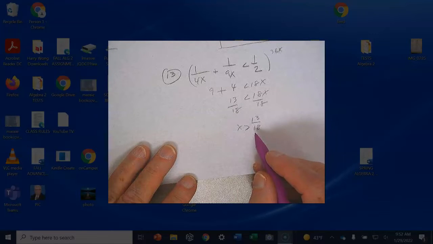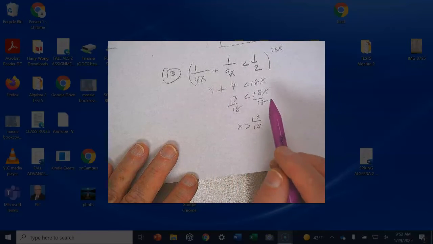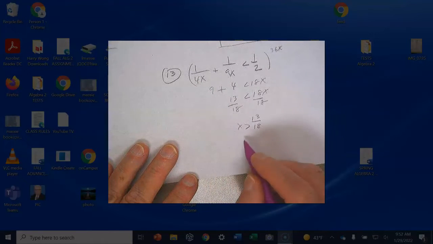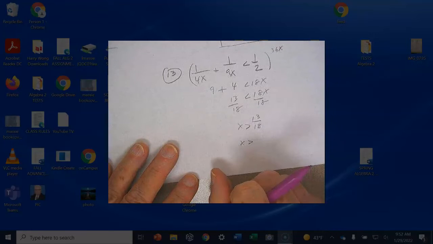So we know x is bigger. But we got the same thing going on here. Notice, if this is ever negative, I'm not going to be smaller than a half. So x has also got to be greater than 0. This is less than 0.